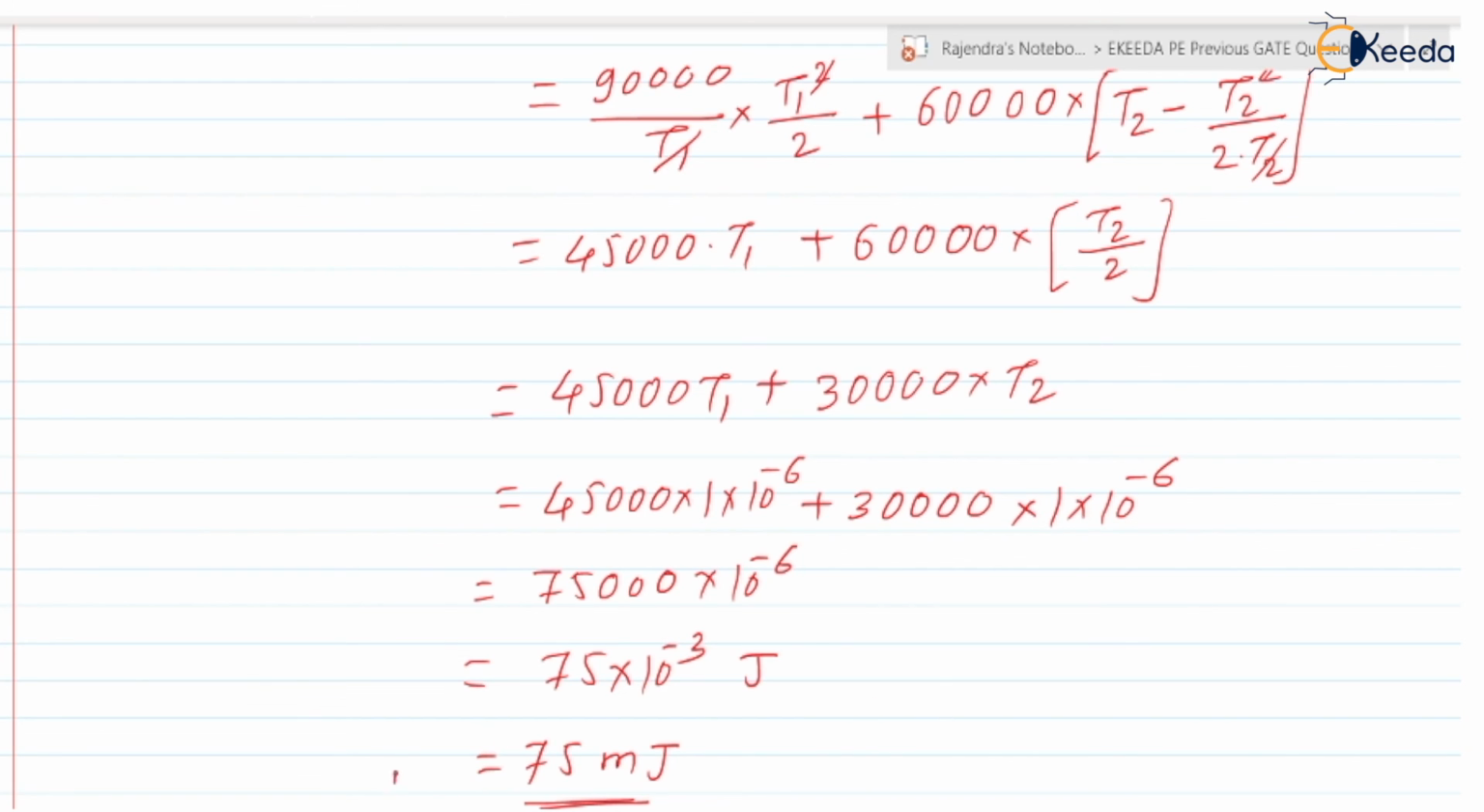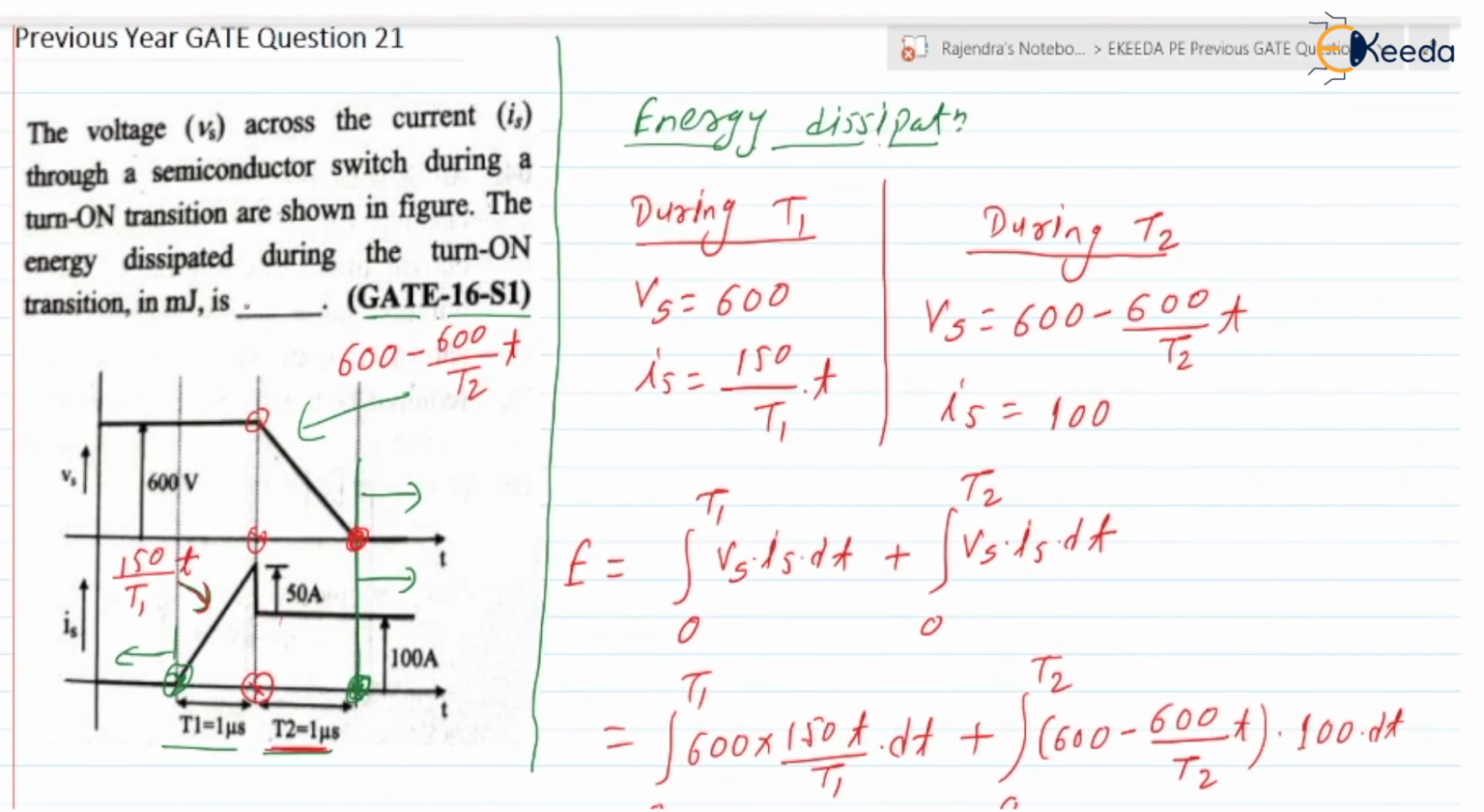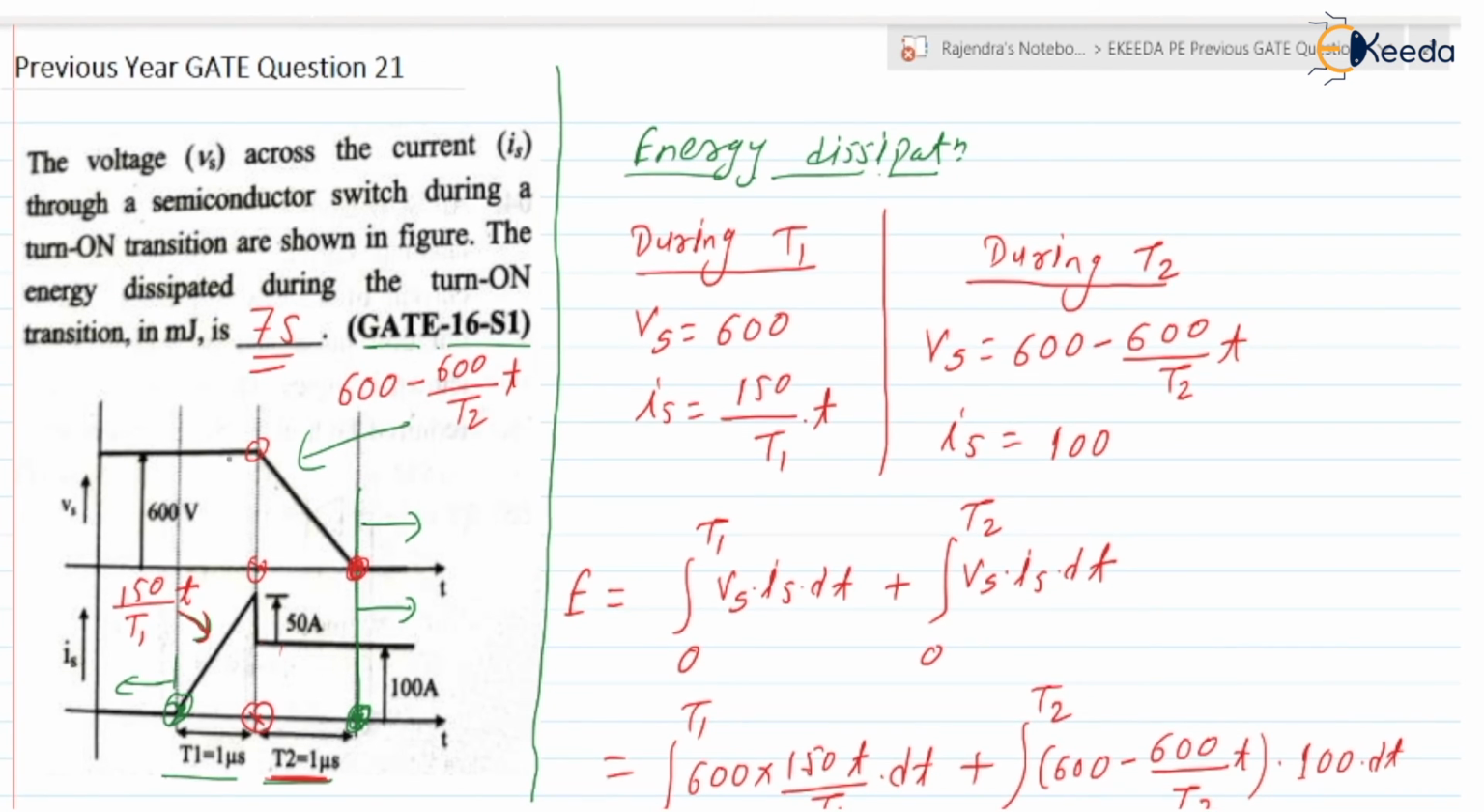So this is the energy dissipated during the turn on transition, 75 millijoule. So the correct answer is 75. Is this clear? So this is about question number 21. In the next video we are going to discuss question number 22. Thank you.